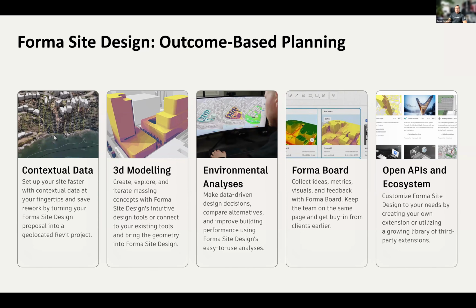Environmental analysis is another big pillar. Forma allows you to integrate environmental feedback into your conceptual design studies. The types of analysis we support are sun hours, wind, daylight, operational carbon, and much more. These analyses help you compare design options, understand the trade-offs, and make informed design decisions earlier in the design process, when changes are inexpensive and you're really focused on arriving at the best outcomes.